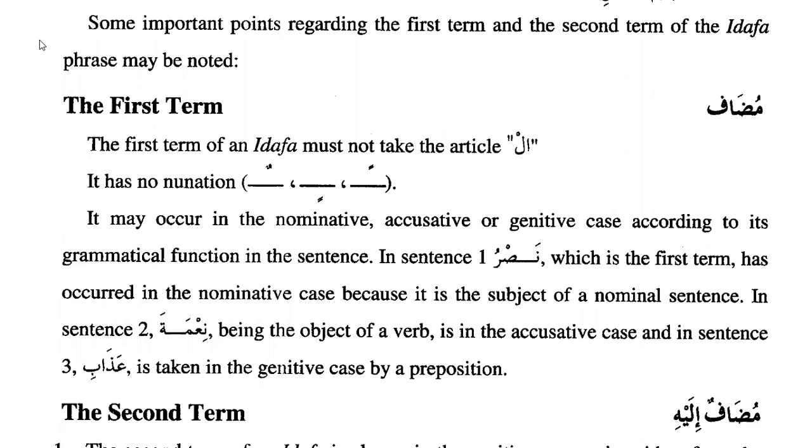Some important points regarding the first term and the second term of the Idafa phrase may be noted. Mudaf, the first term of an Idafa, must not take the article alif lam. It has no nunation. It may occur in the nominative, accusative, or genitive case according to its grammatical function in a sentence. In sentence one, Nasr, which is the first term, has occurred in the nominative case because it is the subject of a nominal sentence. In the second sentence, Na'ma, being the object of a verb, is in the accusative case. And in sentence three, Azab is taken in the genitive case by a preposition.